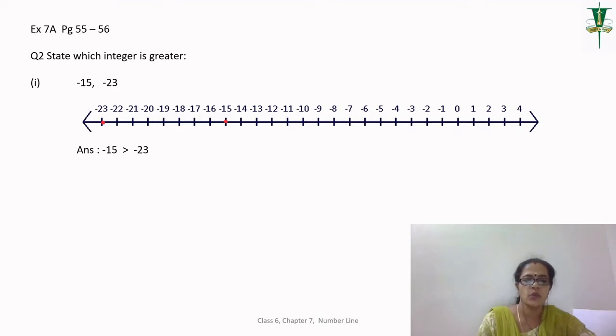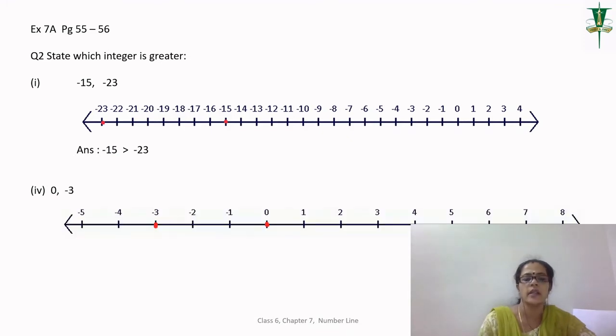Let's take one more sum. That is the fourth sum, comparing 0 and -3. Draw your number line and indicate both the given numbers on the number line. Observe which one is to the right and which one is to the left. To the right is 0 and -3 is to the left. So obviously 0 is greater than -3.